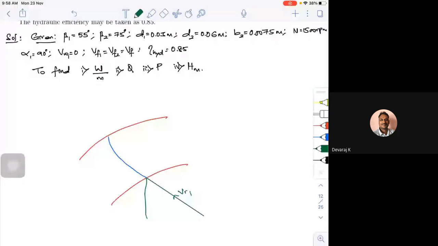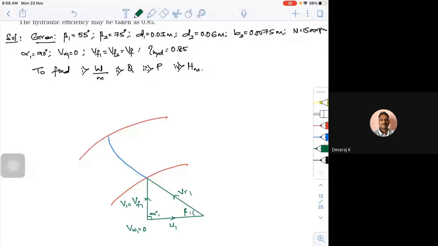So this is my alpha, this is my VF1, which is also equal to V1, and then this is my U1, VW1 is equal to 0. Okay, this is my inlet velocity triangle. This is my alpha 1, this is my beta 1. So I am able to construct the velocity triangle.